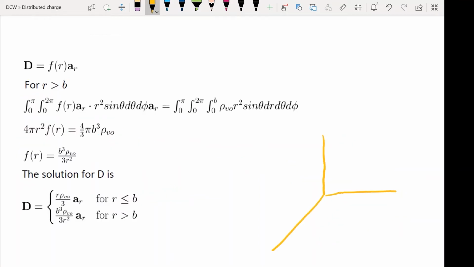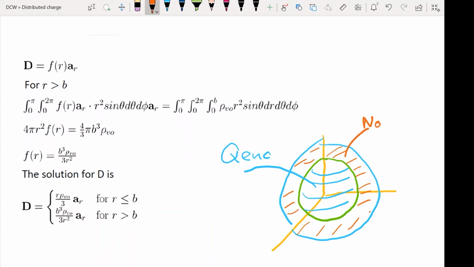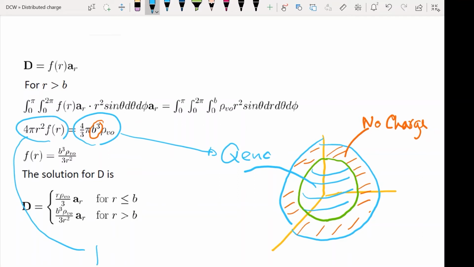For R greater than B, the Gauss surface, the blue one, is outside the charge area. The enclosed charge is the whole charge. No charge from B to R. We do the integral from 0 to B. We find the flux passing through the blue surface. Then obtain D in this area. Now we have the solution for both areas.